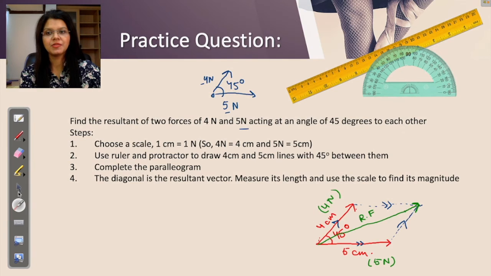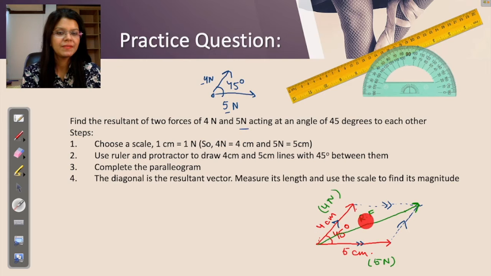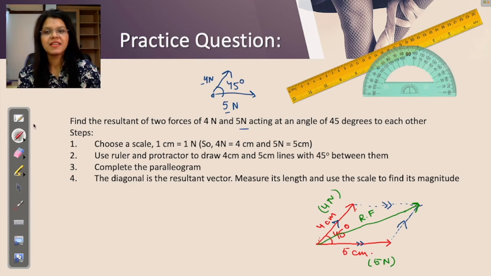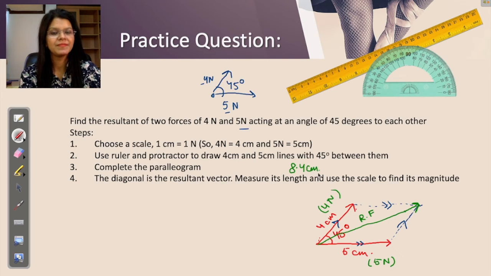The next thing that you do is measure its length. Use your ruler, place it on the resultant force and find its length. If you are working with a scale of 1 centimeter, you'll see that the length comes out to be somewhere around 8.3, 8.4 or 8.2, near about this number.